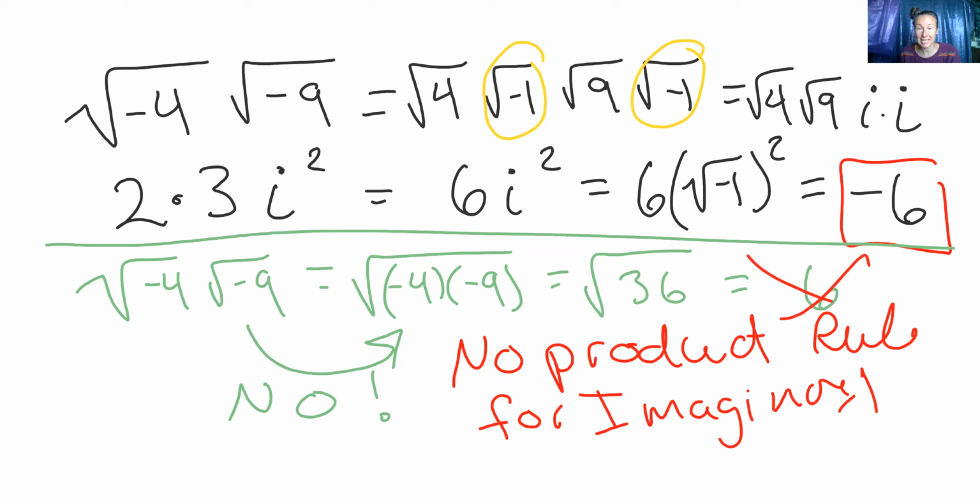All right, so it is not 6. The answer is -6. And notice what we did here. We were not able to use the product rule until after we separated our imaginary numbers off. So now our imaginary numbers are here. And then it is okay to use the product rule with these two real numbers, okay, if we wanted to. So notice the difference in signs there. The product rule doesn't hold for imaginary numbers. If you try to use it with imaginary numbers, your sign will be incorrect.